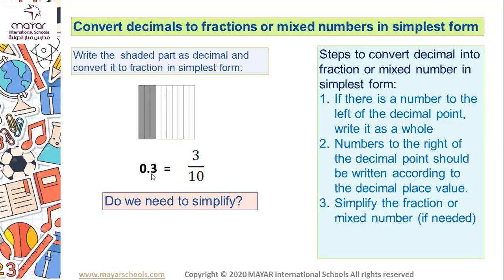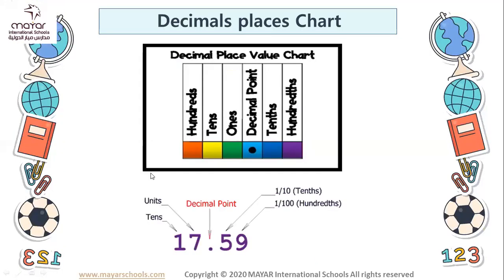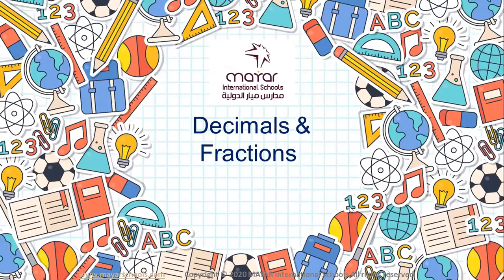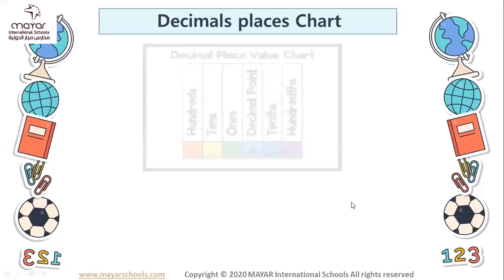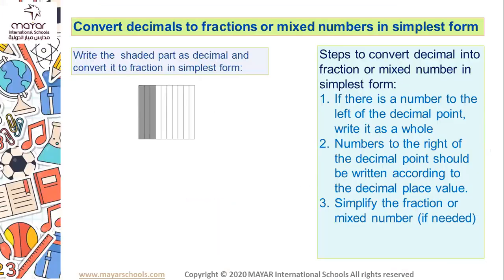Can you repeat the question? How many digits do we have to the right of the decimal point here? One. This one means what? Let's go back to that slide. One digit to the right of the decimal point means what? Tenths. And if there are two digits, what do we mean? Hundredths. So tenths means one digit, hundredths mean two digits.